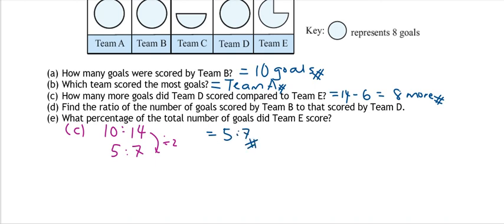And last but not least, D. No, this is D. Sorry. Here, this is D.